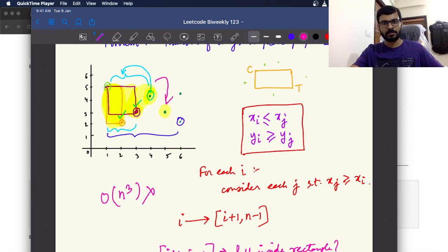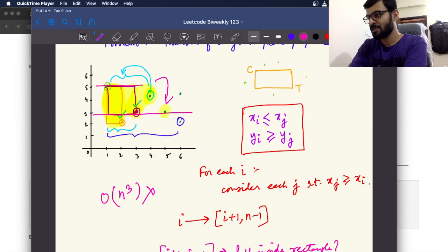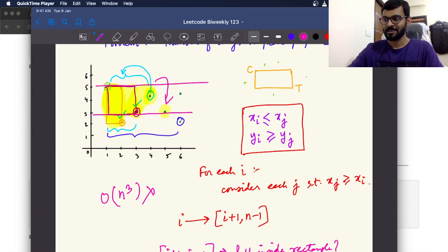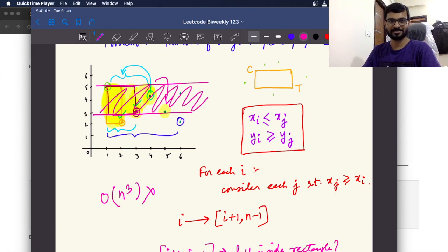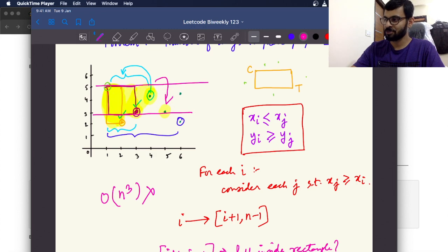What are important then? Their y values between this line and this line. Are they going to lie or not? That is what is important. Are they going to lie in this particular part or not? That's it. If they're going to lie, you're done. If any of them is going to lie, you are done.